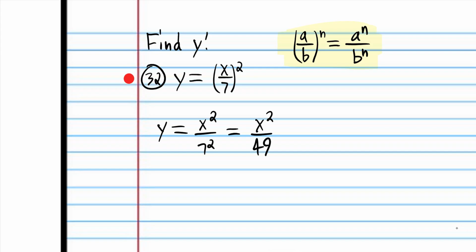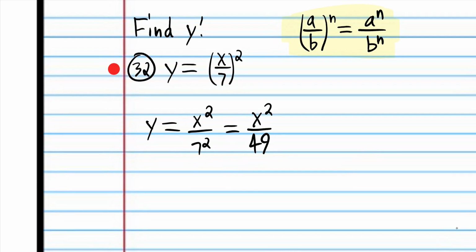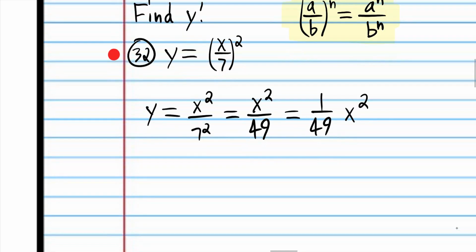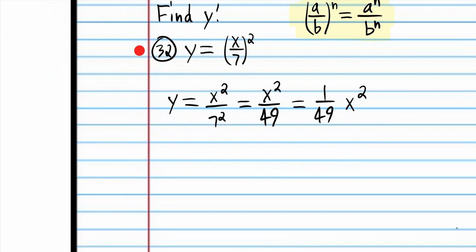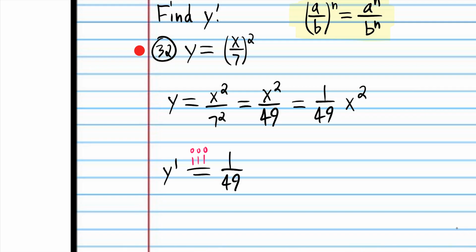Now, this really causes a lot of problems for students. Because we have a fraction and students don't know how to find the derivative of a fraction, but that's okay because we can just take the 1 over 49 out and treat it as a constant. So now we can find the derivative using the constant multiple rule, or the constant multiple differentiation formula. So the derivative of a constant times a function is just the constant times the derivative of whatever the function is.